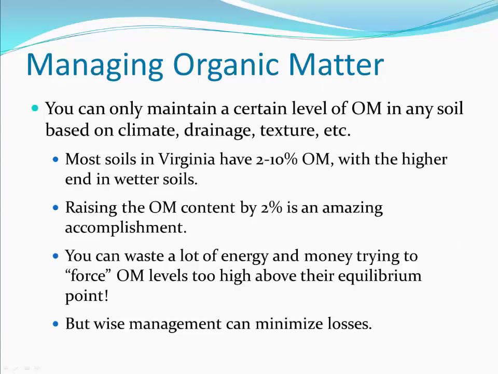Well, now, what other ways can humans manage the organic matter? We talked about the natural controls. Now we've started talking about the human controls. And we really, going back to that graph that showed that once cultivation started on a soil, we dropped from that original equilibrium level. Well, most soils in Virginia have about 2 to 10% organic matter, and the higher end of this range is in the wetter soils like wetlands.